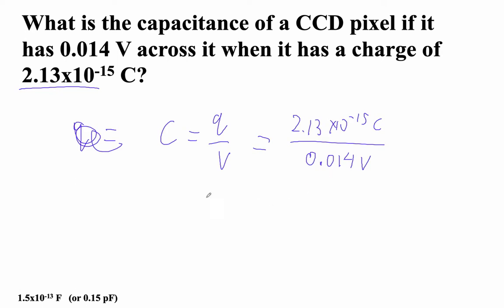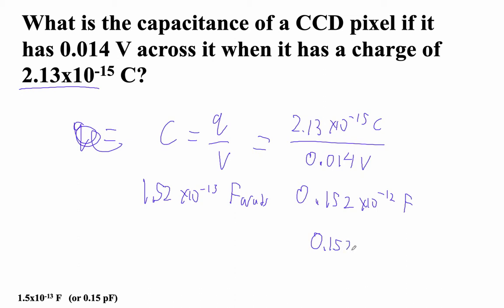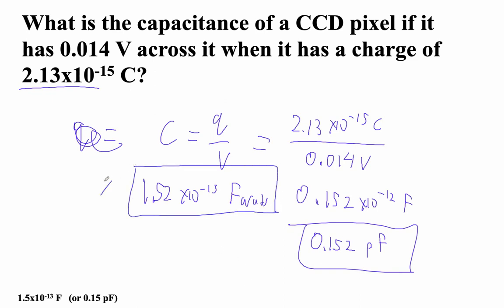And I'm getting that it is 1.52 times 10 to the minus 13th farads, which is 0.152 times 10 to the minus 12th farads, which is 0.152 picofarads. All right. Yeah, this is fun. By the way, if you just leave the answer like this, I'm happy. Just that capacitors tend to be rated in picofarads, so there you have it.